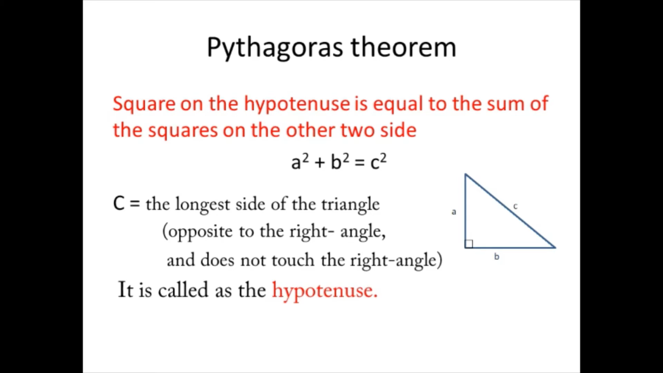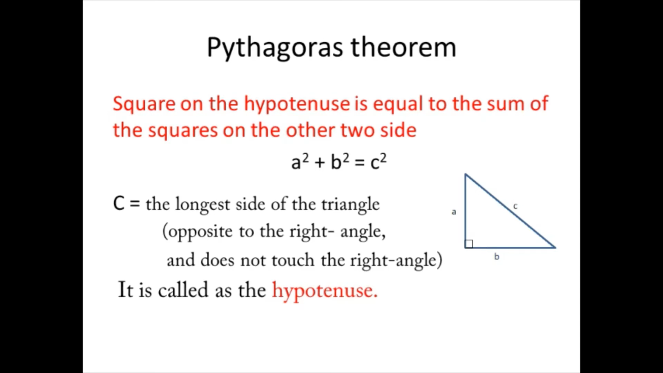So which means the square on the hypotenuse is equal to the total of the squares of the other two sides. What is that? A square plus B square is equal to C square. So we can say the longest side is the hypotenuse. So hypotenuse square, C square, is equal to A square plus B square.